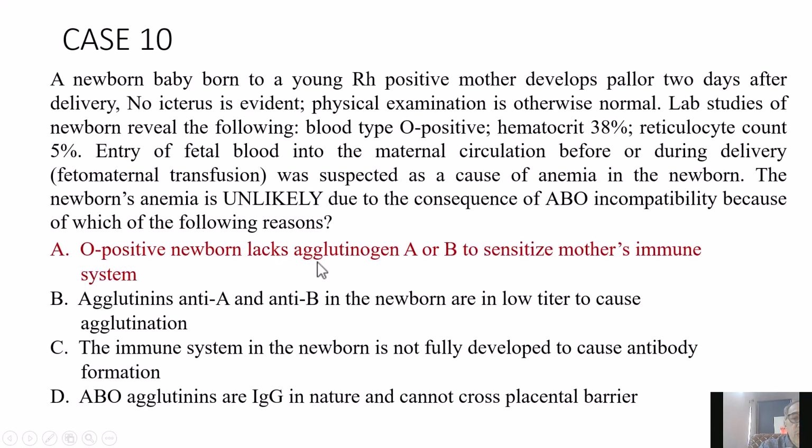The O positive newborn lacks agglutinogen A or B to sensitize. So O positive is supposed to be a universal donor for this reason. You can give it to anybody, provided other blood groups are taken care of.